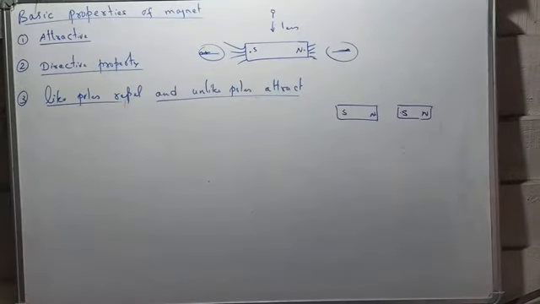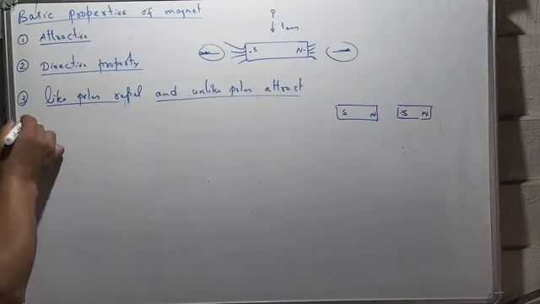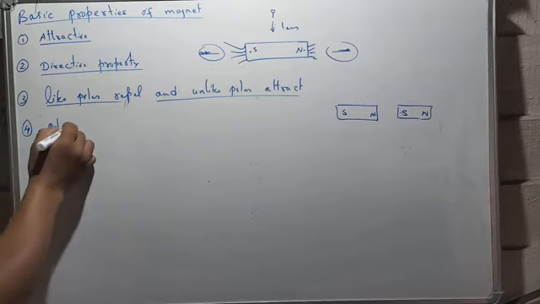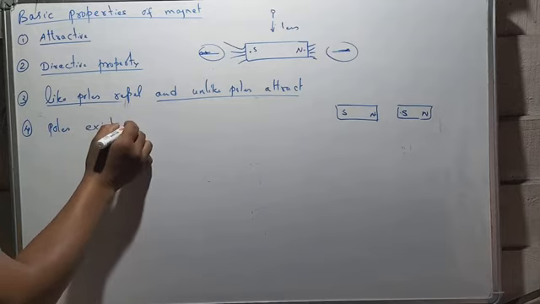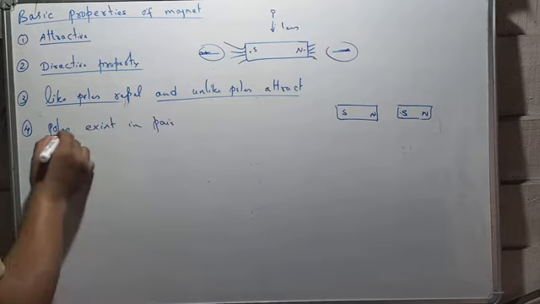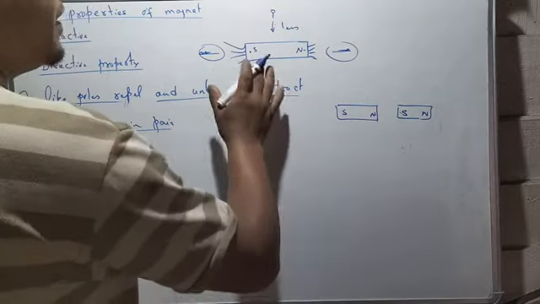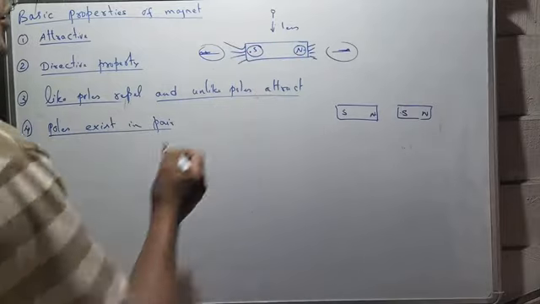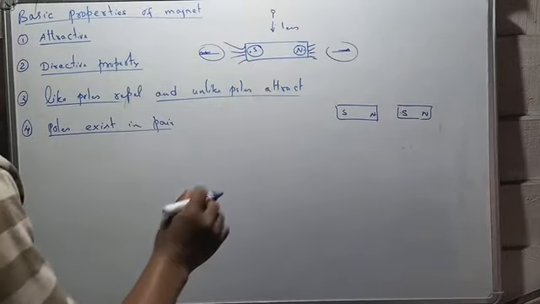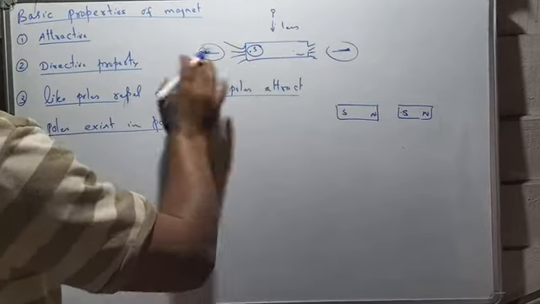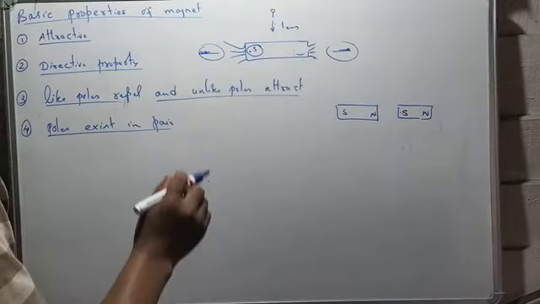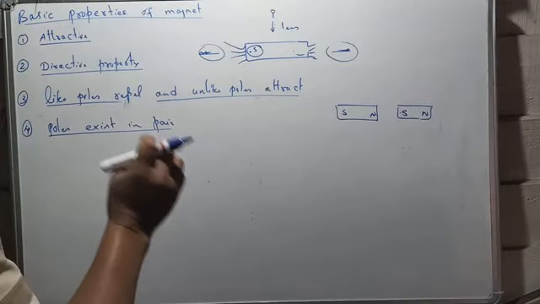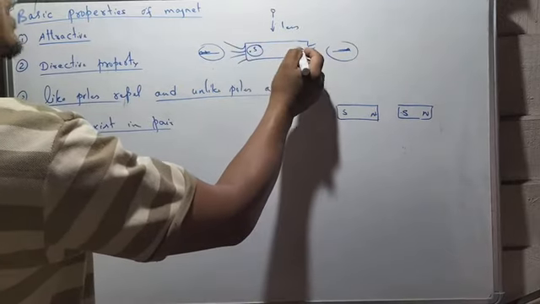And the fourth property is that magnetic poles always exist in pairs. Which means, if I have this magnet, then this magnet should always contain a south pole and a north pole. You cannot have both as north poles, or only one pole, say only a south pole, while the other end has no pole at all. That is not possible, because according to the property of a magnet, poles always exist in pairs, which means if one is south, another should be north.